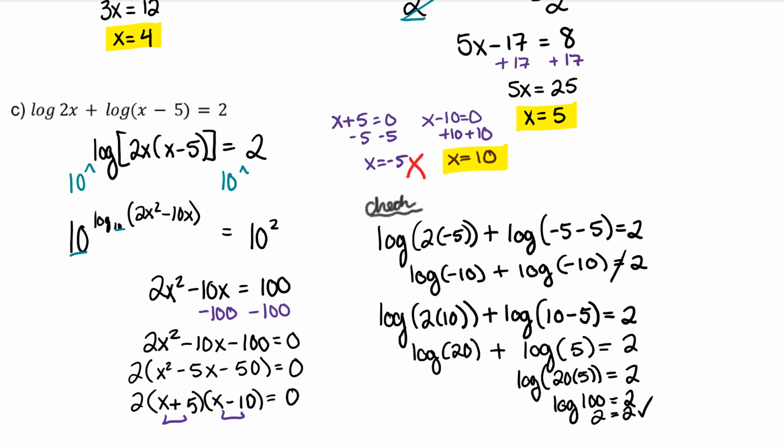Remember, x equals negative 5 was not a solution, not because it's negative, but because when it was plugged into the original equation, it made the argument of a log negative, and you cannot take the log of a negative.